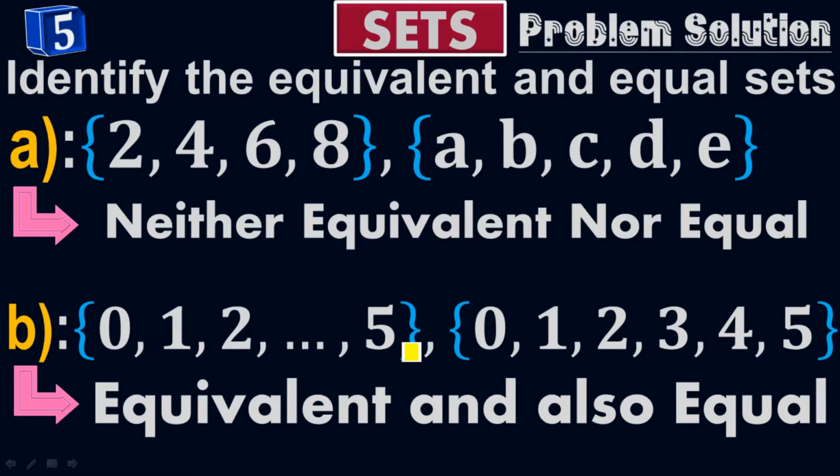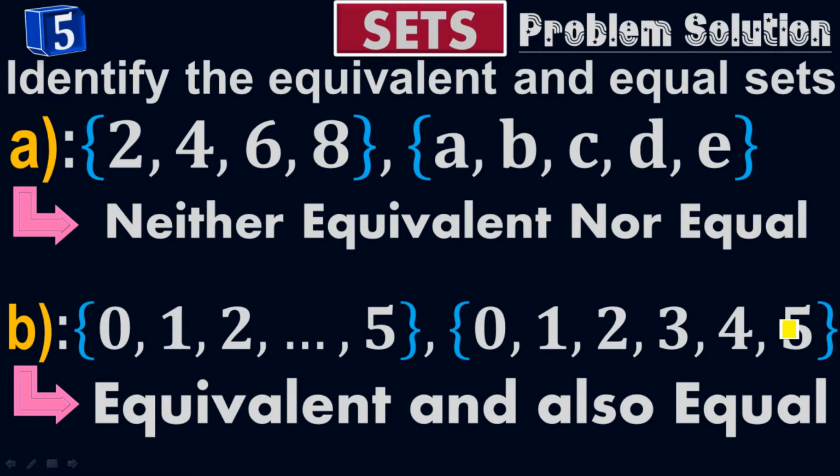There are 6 elements in the first set, and also 6 elements in the other set. We can say that they are equivalent, but at the same time they have the same elements. We have the same elements in the first set and the same elements in the other set. It is a set of whole numbers from 0 up to 5. It is also a set of whole numbers from 0 up to 5.